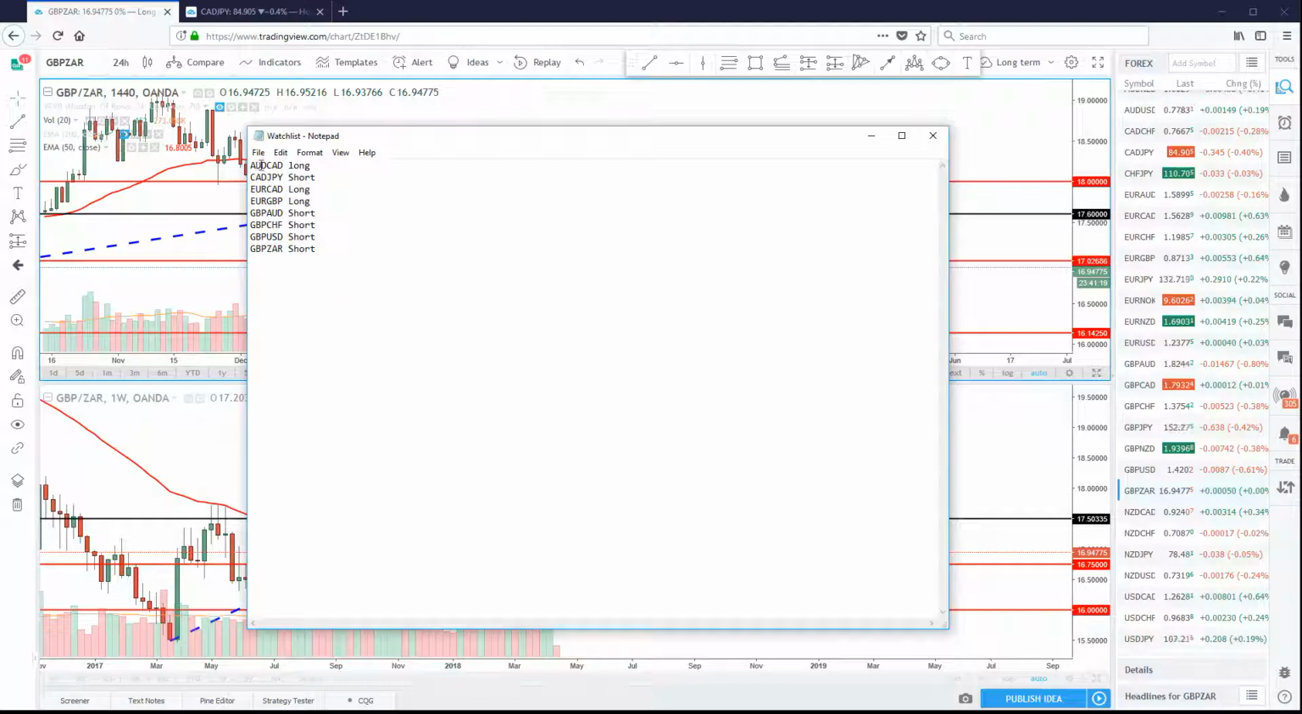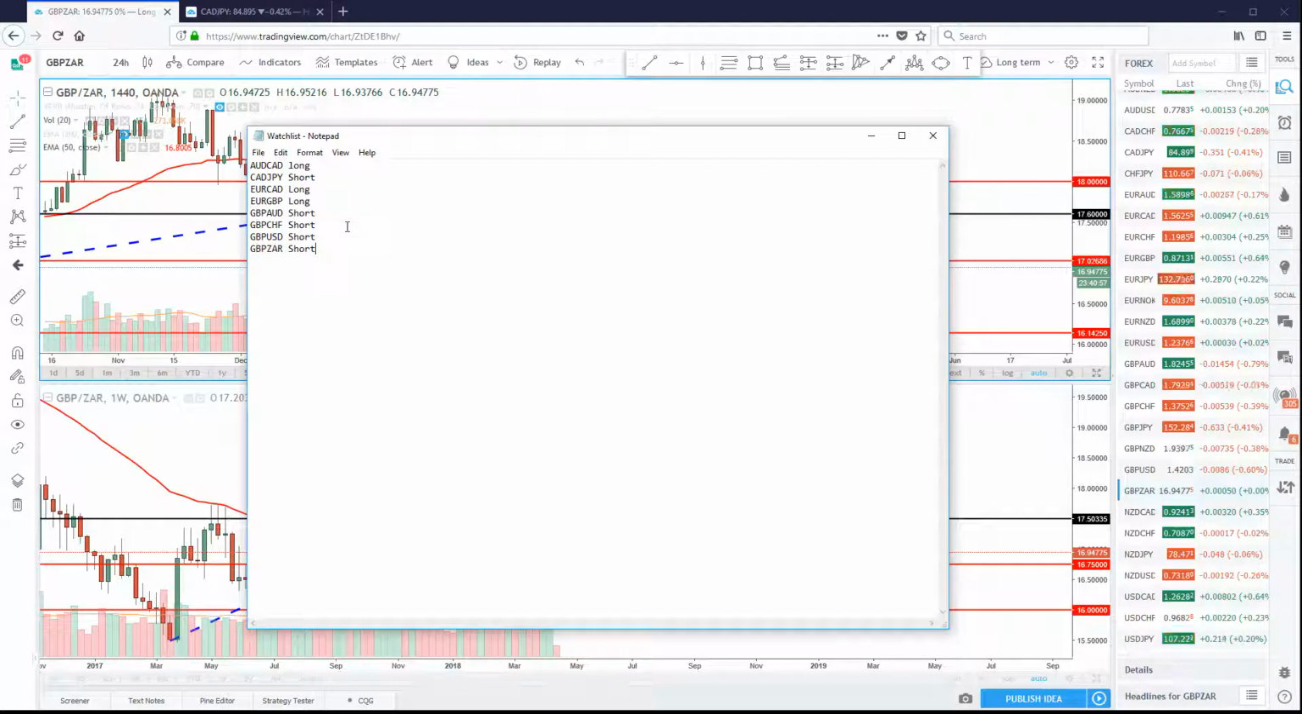You can see you've got Aussie CAD long, then you've got pound Aussie short. I felt that the Aussie is quite strong there, and also look at the pounds. All the pounds are short, so I've got five pairs. All of them are short, and notice how I've got the CADs. The three CADs are bearish as well. So Aussie CAD long means I want to sell the CAD. CAD yen short means I want to sell the CAD, and then Euro CAD long means I'm selling the CAD as well.